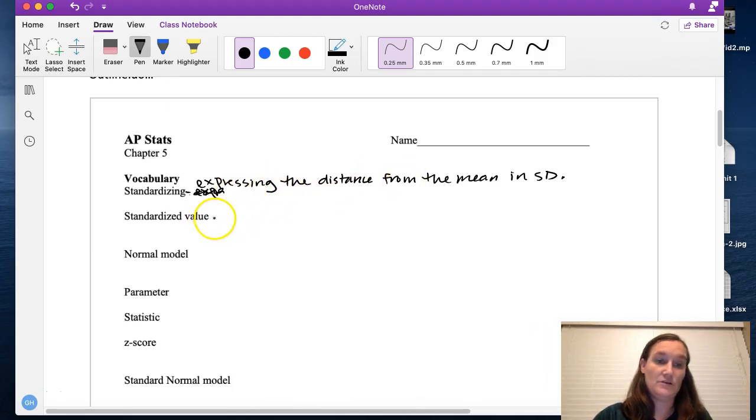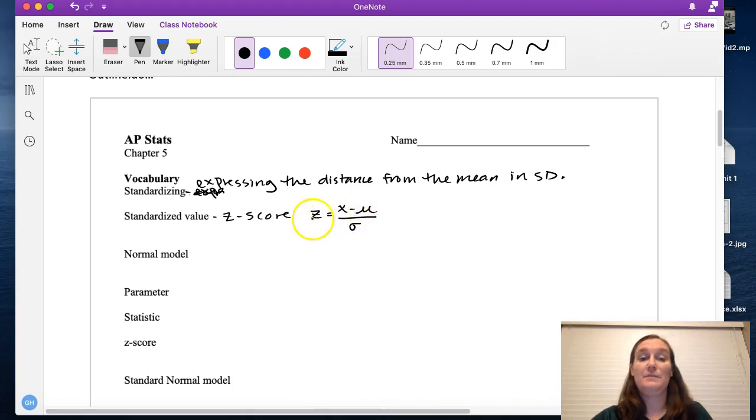A standardized value is called a z-score. And the formula for this is not, I don't think, unless they changed it, on your formula sheet. I'll have to find the updated one to put on Canvas. But the formula is: X is the value that you're trying to standardize, minus the mean, divided by the standard deviation. Remember, this is mean and standard deviation.